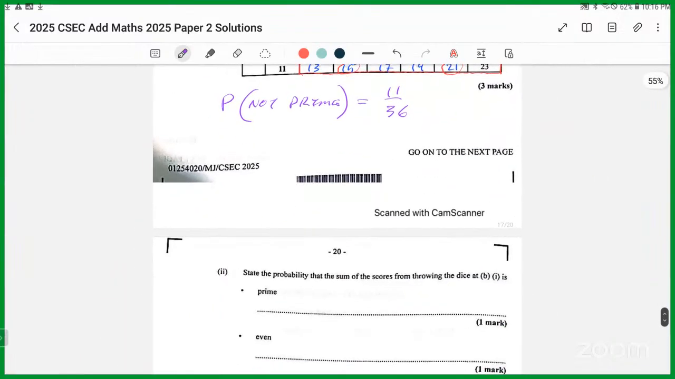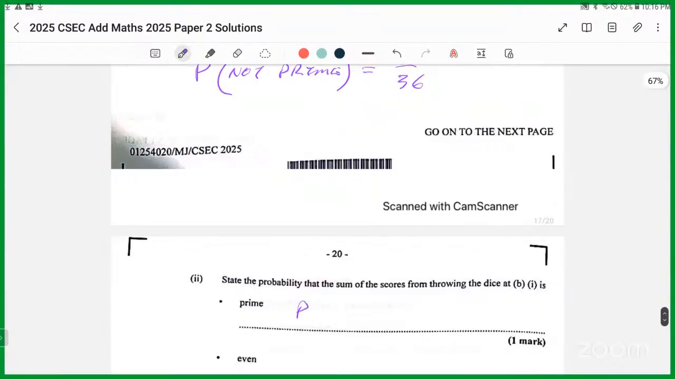So therefore, the probability of a number being prime becomes 1 minus 11 over 36. This one is 36 over 36. 36 minus 11 is 25. So that's 25 over 36.